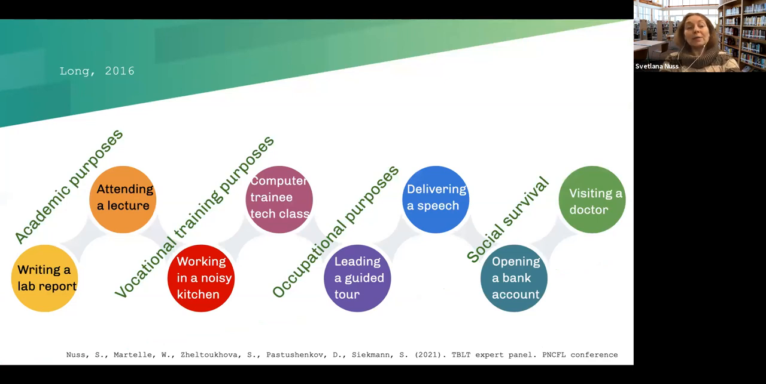And this is how he envisions the things that we do in tasks. It can be academic purposes, something like writing a lab report or attending a graduate level lecture on economics. They can be vocational training purposes, maybe working in a noisy kitchen under a chef, or training as a computer technician. Occupational purposes he defines as leading, for example, a guided tour, or serving abroad and delivering an after dinner speech, or conducting visa application interviews.